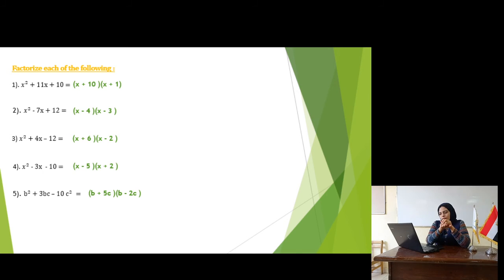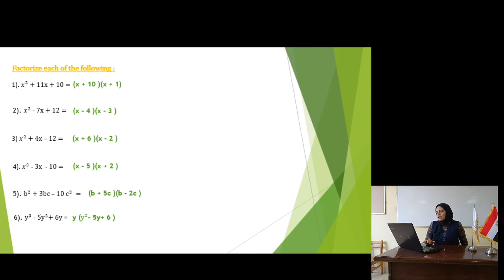Exercise number 6, y power 3 minus 5y power 2 plus 6y. As we see here, we have a common factor, which is y. After we take out the highest common factor, we will factorize the expression, which is y power 2 minus 5y plus 6. Keep y as the same. Then we will factorize y power 2 to y and y, and also 6 into 2 factors, 3 and 2. Then we will put the sign of the middle in the two brackets. So we have y minus 3 and y minus 2.